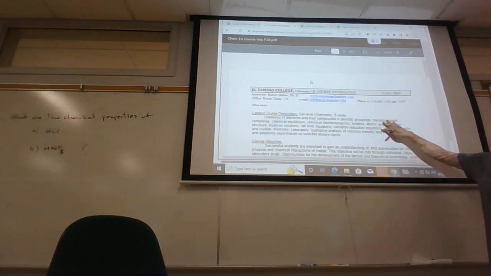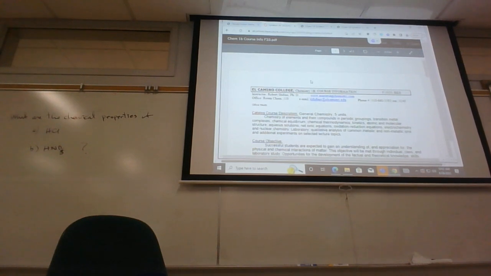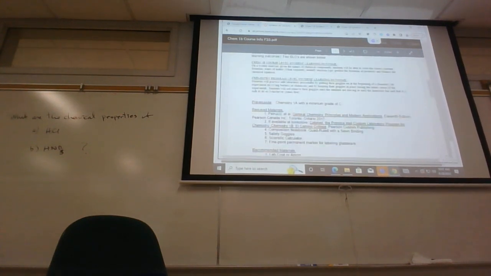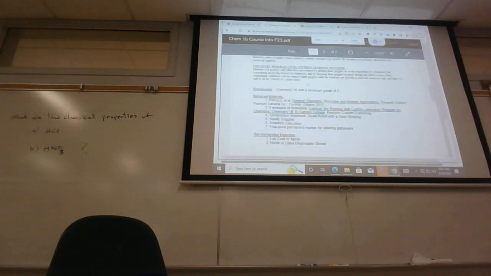I give the catalog course description plus the course objective here. We'll read through those. Some student learning outcomes. These are mandatory from the state. Those are pretty simple. There are a lot more learning outcomes than that, but if we were to list them in that way, it'd be too many to list.